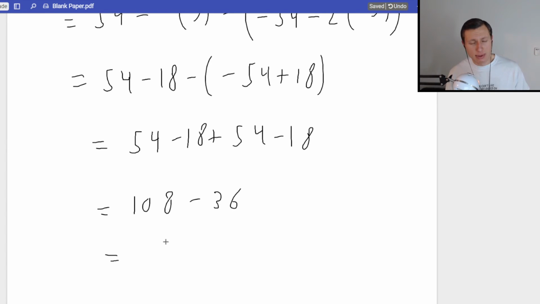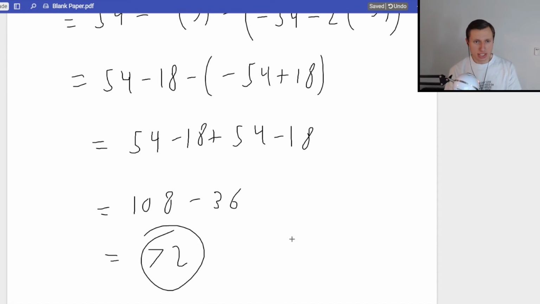And the final answer, I'm actually terrible with subtraction, I think it's 72. 72 is our final answer. Any questions? And again, positive 72, which means I chose the right function as the top. Any questions?